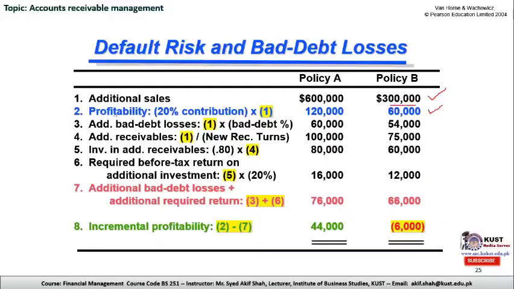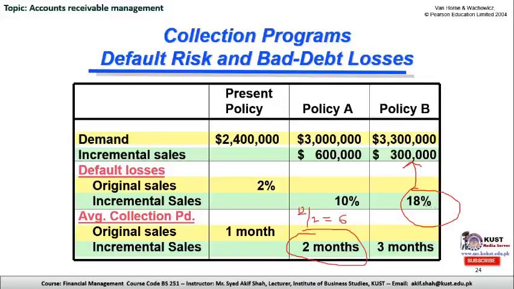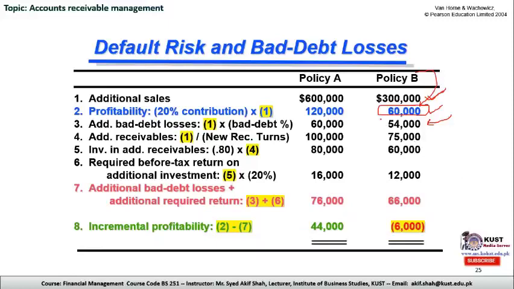First of all, we have a profitability percentage to be calculated, which is a 20% margin. So apply 20% on $300,000, and the profitability under policy B is $60,000 if we are going to further relax our account receivable. The bad debt losses are $54,000, as we multiply 18% with $300,000 of incremental sale.